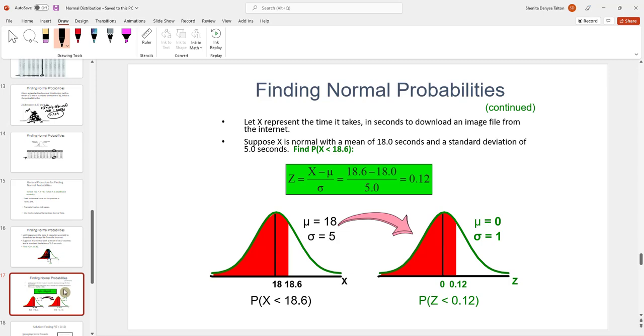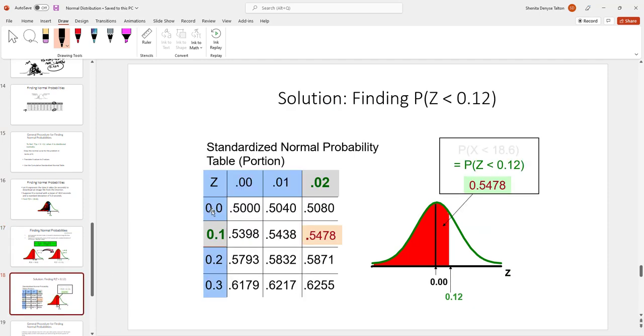So now if you look at this graph over here on the right, you now have a z, and you can use your table. Now the mean is 0, the standard deviation is 1 because you standardized it, and we're looking for the area to the left of 0.12. So if you go to your table, you got 0.1, then you go over to the 0.02, you get an answer of 0.5478.